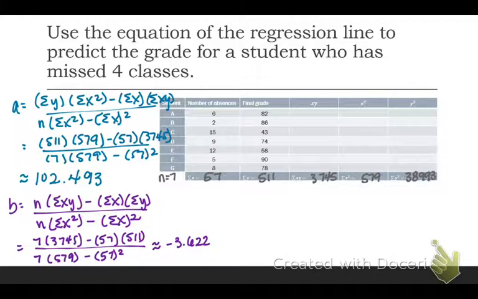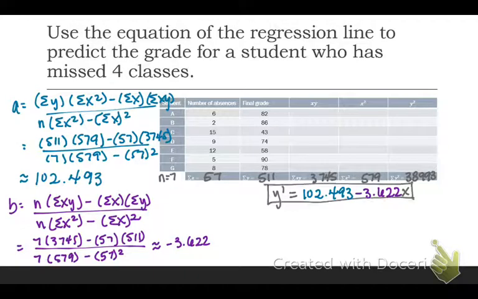So I have all my pieces, and now I'm going to plug it into my equation for my regression line. So predicted y is going to equal 102.493 minus 3.622 x. And so that's my answer. Well, not really. It's the beginning of my answer.